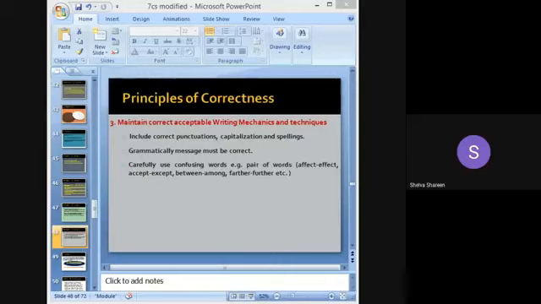Am I audible, everyone? Yes, ma'am, you are. Okay, can any of you pick up any pair of words and tell me the difference?